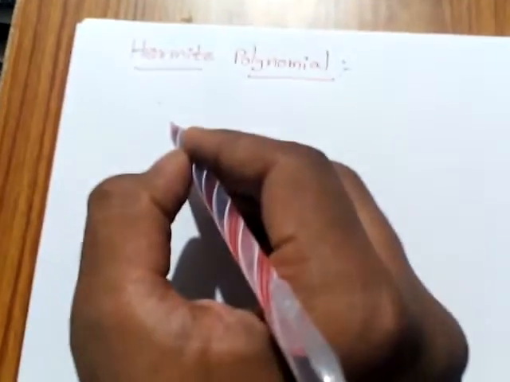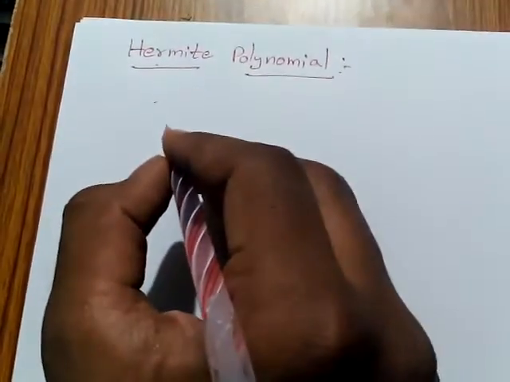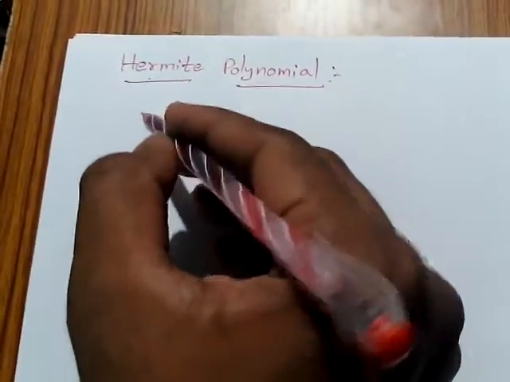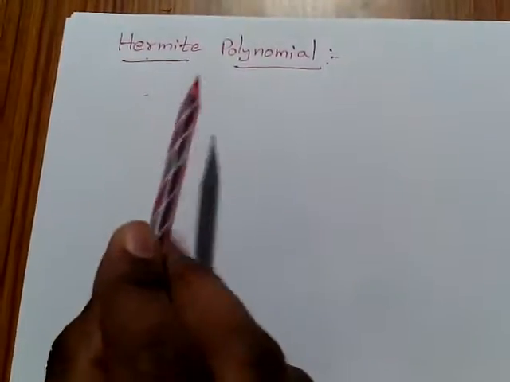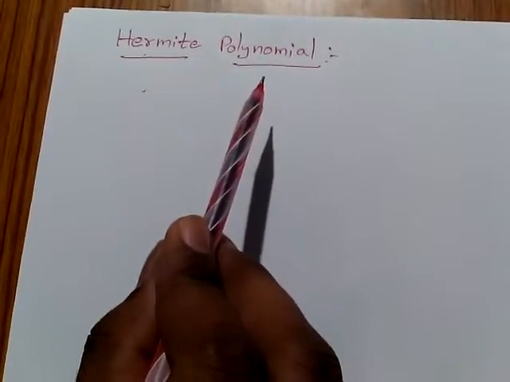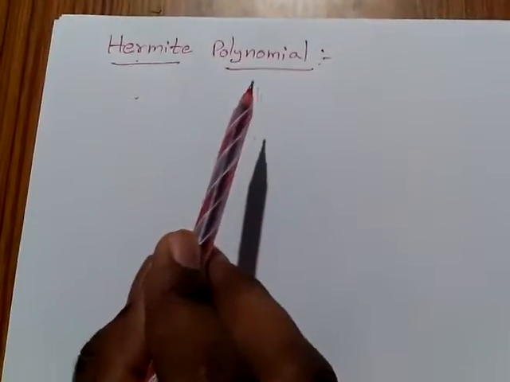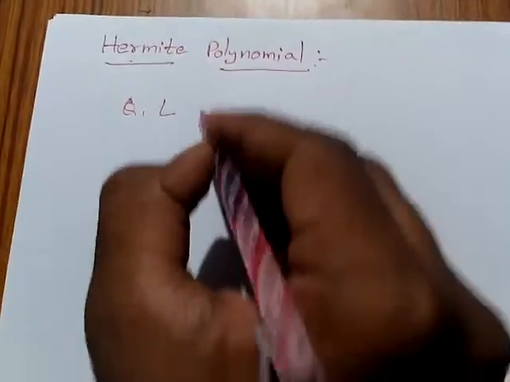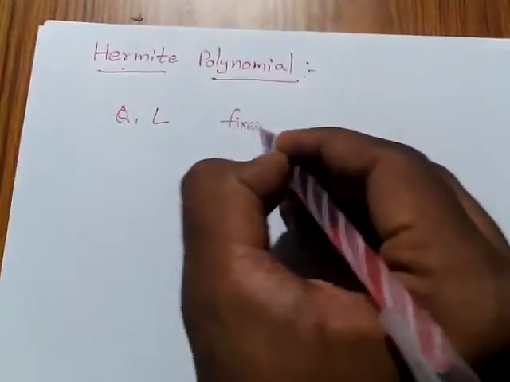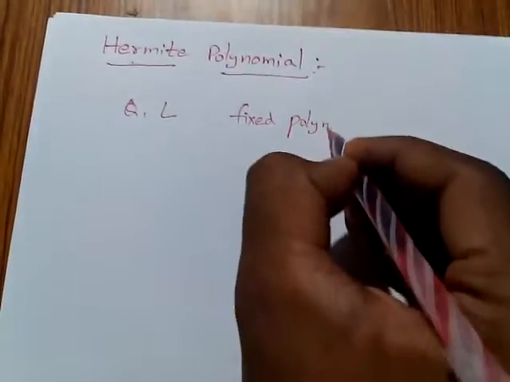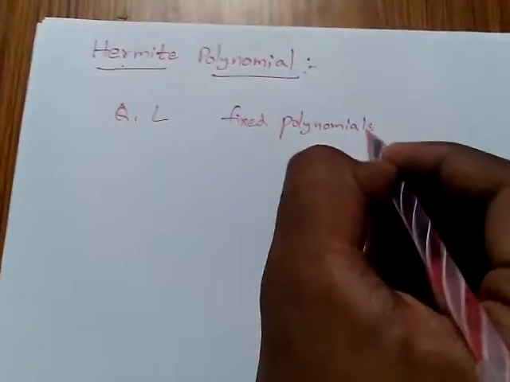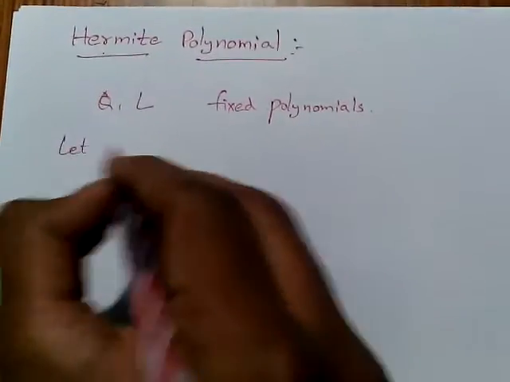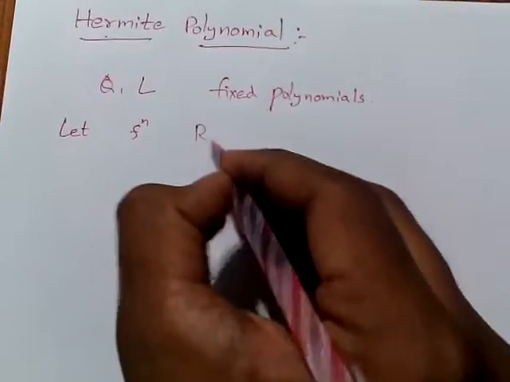Now, I am going to tell about Hermite polynomial. Introduction. Hermite polynomial is a polynomial which belongs to the classical orthogonal polynomials. Now let Q and L be some fixed polynomials. Let Fn be a function from R to R.